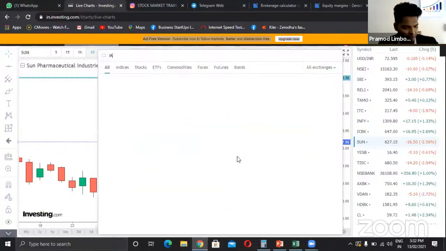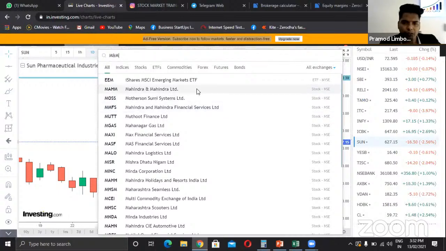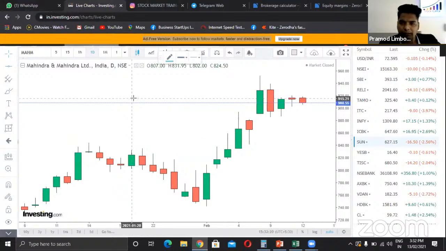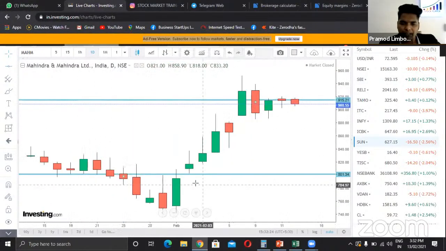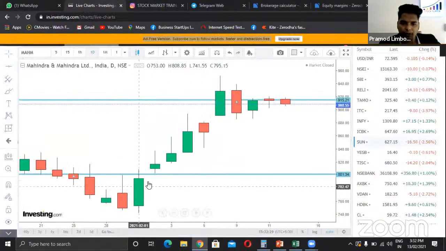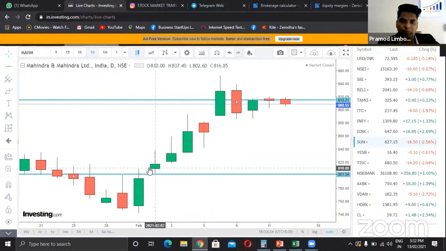And also, for your example, I also took that M&M trade. It was also in my portfolio, but I exited from it at around 917 levels. I bought at around 800 rupees. On the budget day also, you can check here that I took an intraday trade in M&M, because the scrappage policy was going to affect it. It was very good for the auto companies. So I made around 1.1 lakh of profit that day.